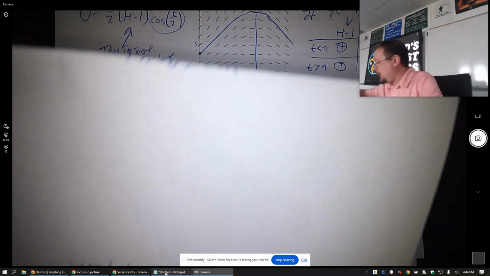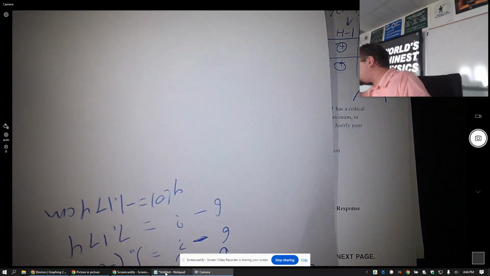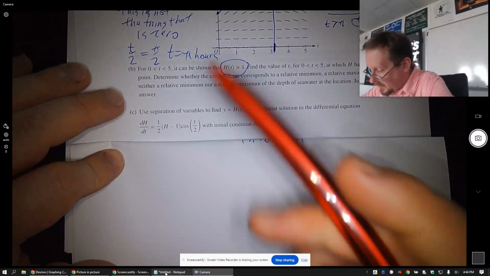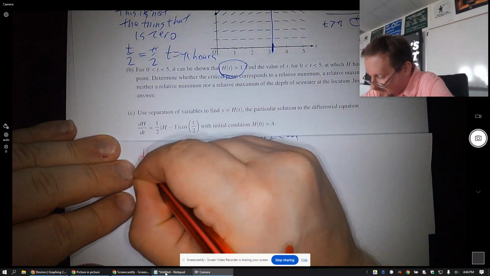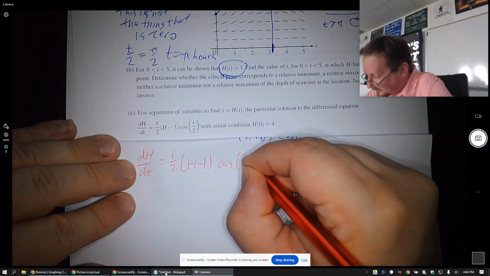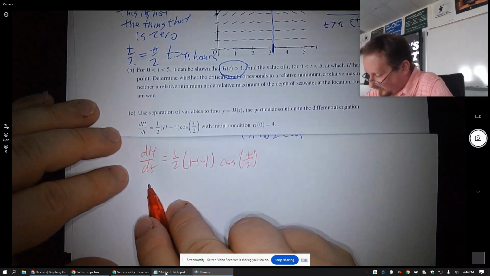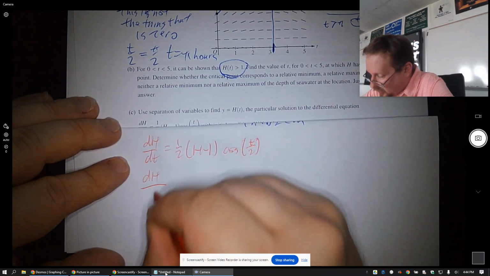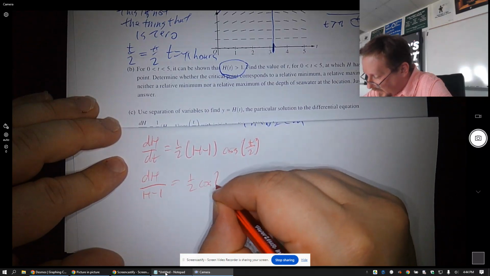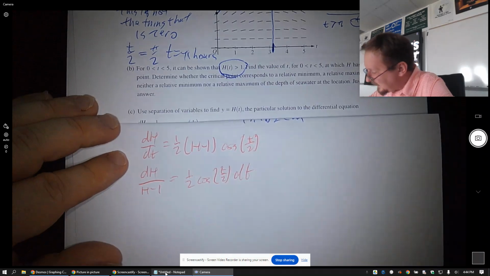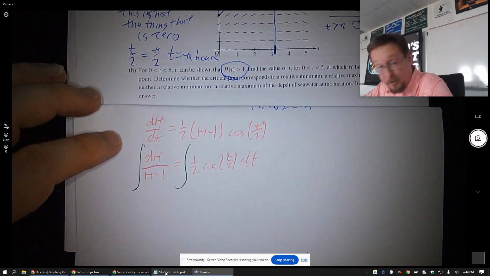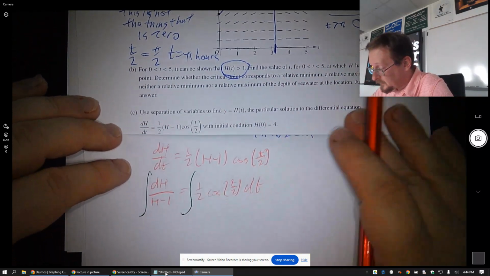So I'm going to switch colors. I'm trying to switch colors periodically. Let's do this in red because I'm mad. So dh dt equals 1/2 (h minus 1) cosine of t over 2. So he's going to come down: dh over h minus 1. Bring him up: 1/2 cosine of t over 2 dt. Now we're going to drop an integral onto both sides. And I personally integrate with a plus c is what I'm going to do.